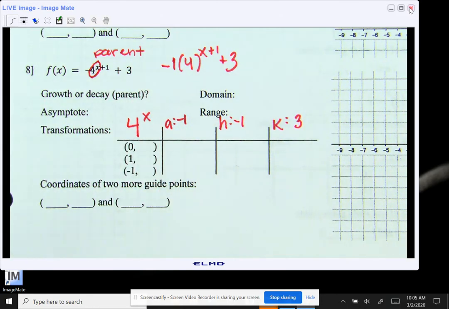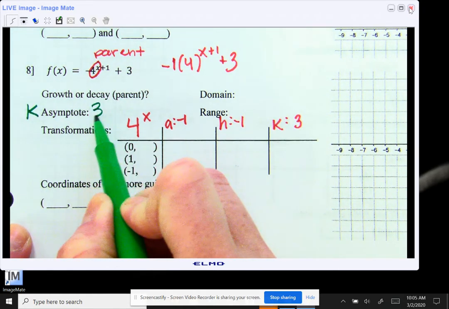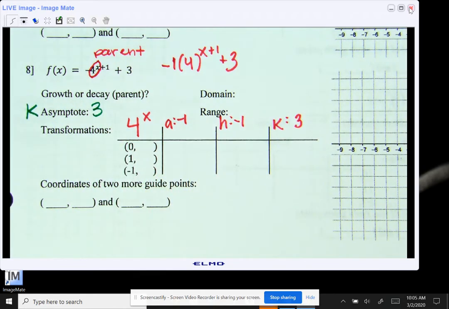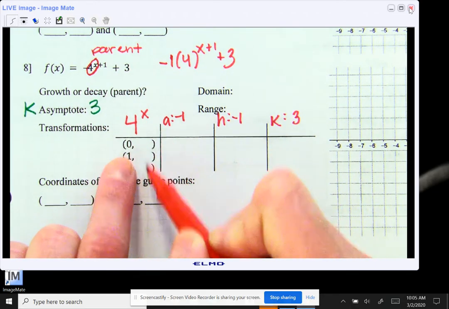We can do the asymptote right away before we forget. The asymptote is what? The a, the h, or the k? K. Asymptote is the same as the k. Remember, the k is our vertical shift, so that's going to help us figure out where our baseline is, right? All right, so our parent function, 4 to the x, let's get our ordered pairs.